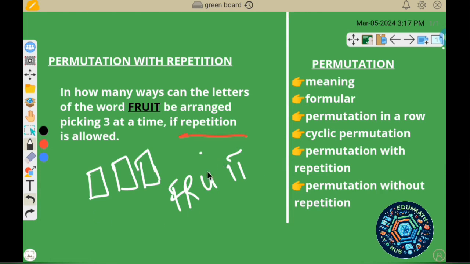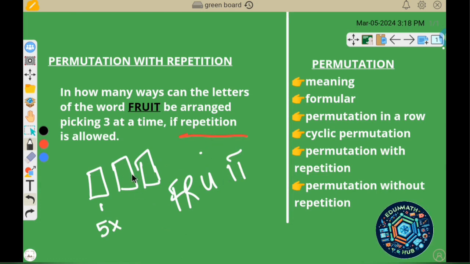Everything will remain constant. So this first box 1 can be filled up by any of these 5 letters, F, R, U, I, T. So any of these 5 letters can go into this box. So you can write 5 here. Now I've already put a letter here. Now I'm using repetition. I can also put that letter back again. So I'm having fruits constant. I'm not deducting any letter because there's repetition. What I've picked before, I can also pick it a second time. So you also have 5 letters.